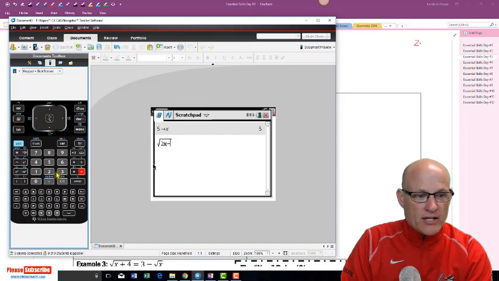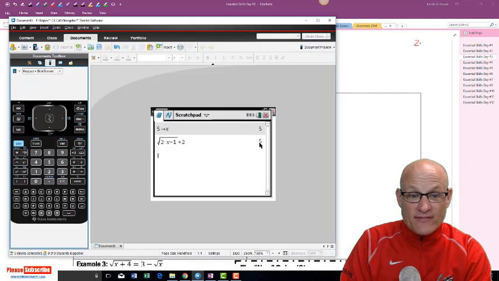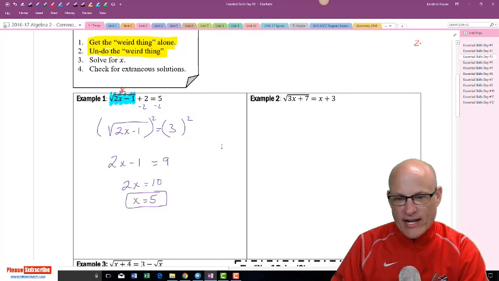2x minus 1 plus 2. Boom. Does it equal 5? It equals 5. There it is. The answer is 5. See 5? There's 5 there, and there's 5 there. It just so happens 5 was the answer to this one. That doesn't happen very often.